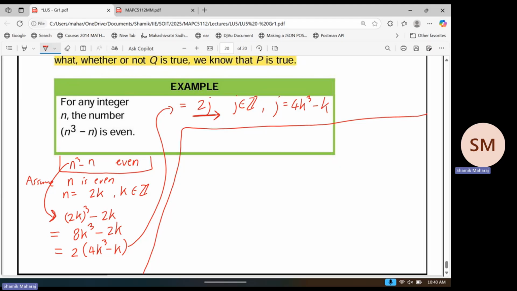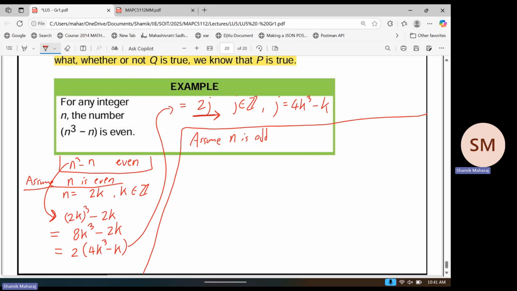Okay, so that's done for the case where n is even. We showed that n cubed minus n is even. So now we need to show this for the odd case as well. Assume n is odd, and let's see what we get. We assumed n is even in the beginning, and we did that part. Now assume n is odd.